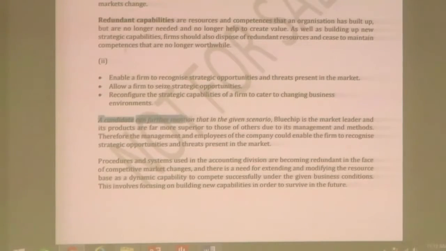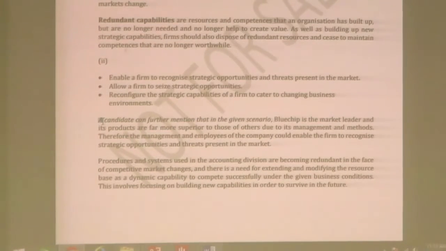The candidates can further mention. See, these are some important things for you to note when you are reading the examiner's answer. At the end of the day, this is where the examiner decides a pass or a fail.